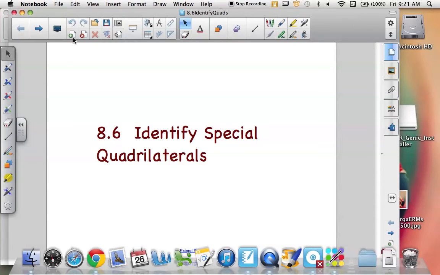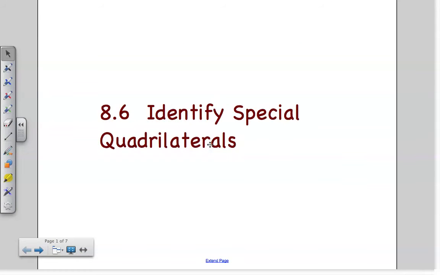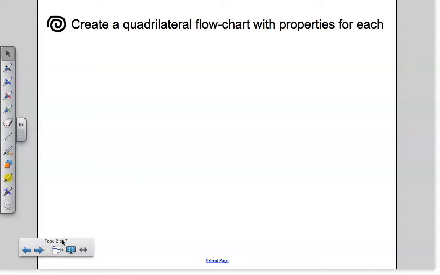Section 8.6, we're looking at identifying special quadrilaterals, basically identifying what type of quadrilateral we have. We've talked about every type that's out there, and now we're looking at their properties, what makes a quadrilateral a certain type, and we're going to summarize everything we've got in this chapter on quadrilaterals. The first thing I want to do, and this is going to be a big slide, is create a quadrilateral flowchart with properties for each of them.